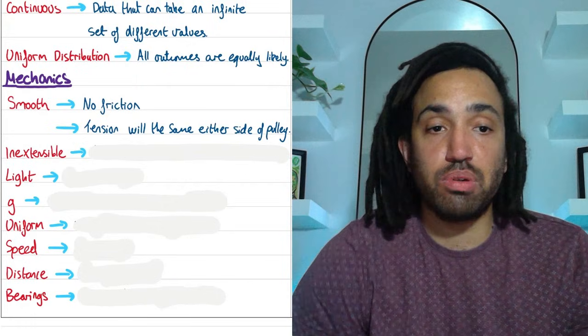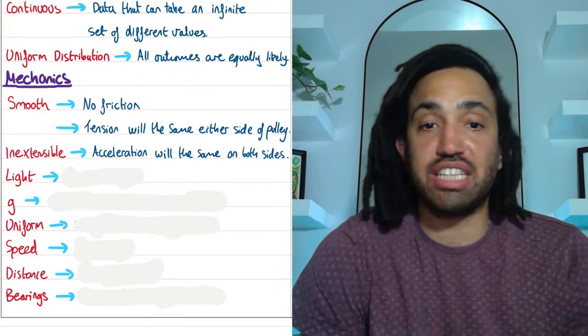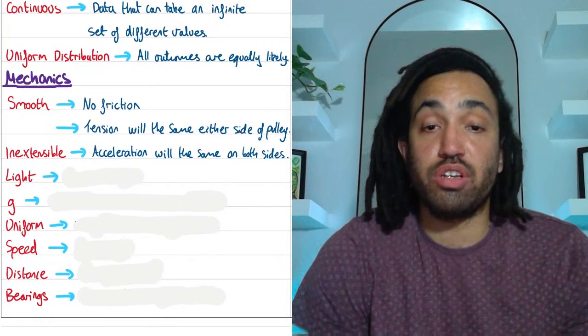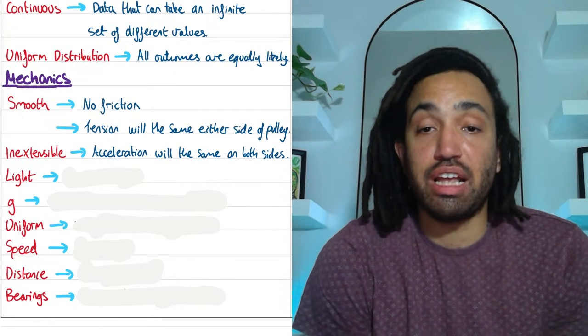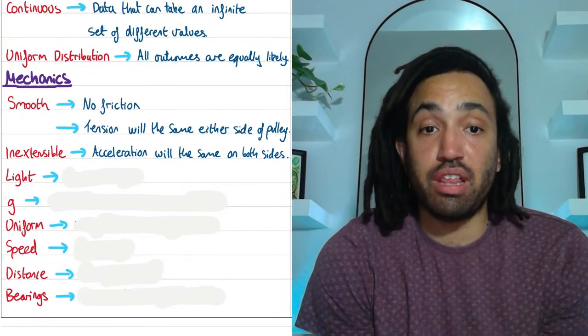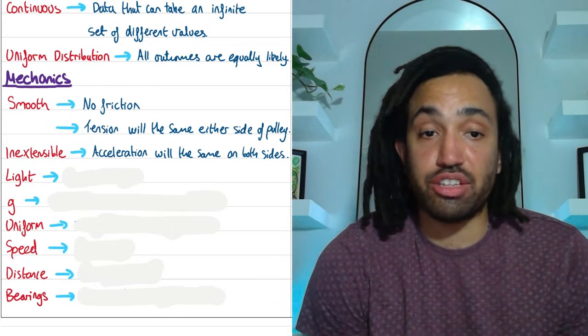Right, inextensible. This means that acceleration will be the same on both sides. So you often see this in a truck and trailer problem. And the rod, if it's inextensible, then it means that the acceleration of the car and the truck will be the same.